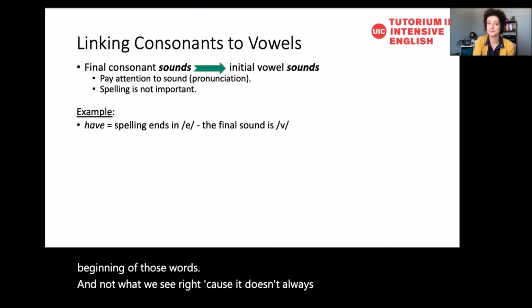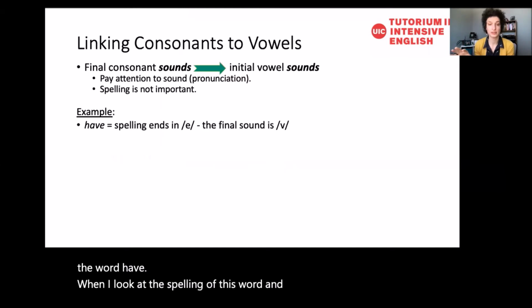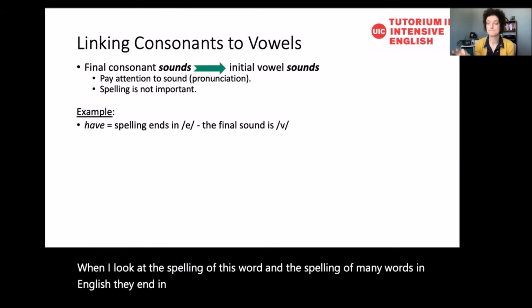For example, the word have. When I look at the spelling of this word and the spelling of many words in English, they end in an E, right? But when I say the word have, it ends in a sound V, which is a consonant, right?